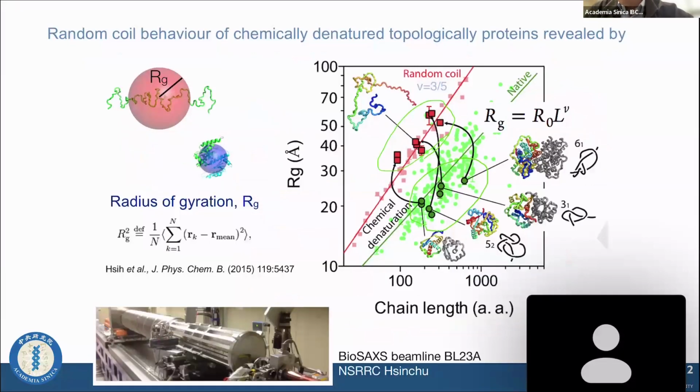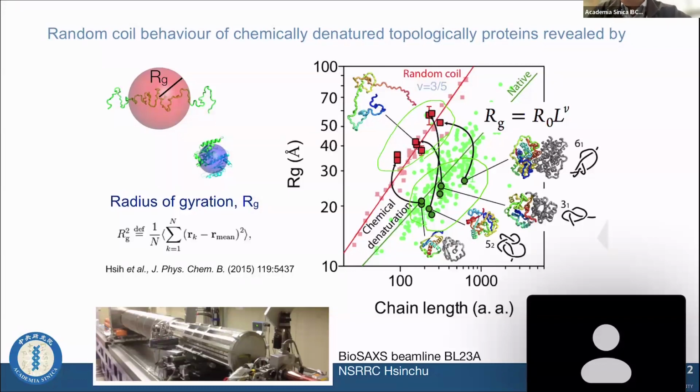We tested the same sample under the same condition and investigated them by small angle X-ray scattering. We found no preferential compaction of this knotty protein compared to other unknotted protein, meaning that you could have a loosely knotted polypeptide chain under denaturing condition. They behave like random coils, but this knot would not disentangle for some reason.